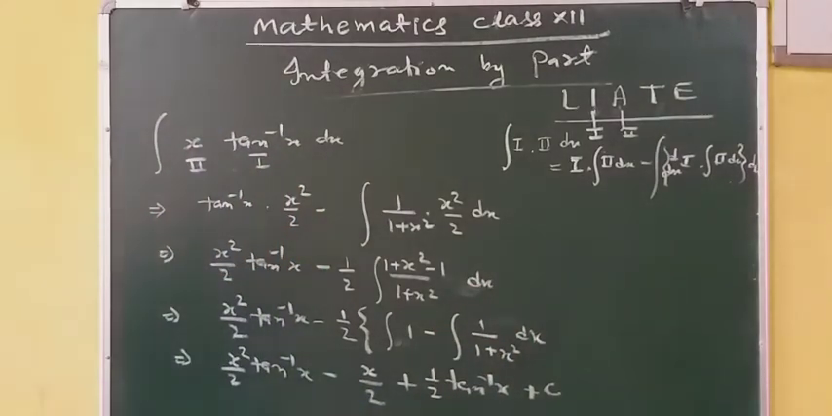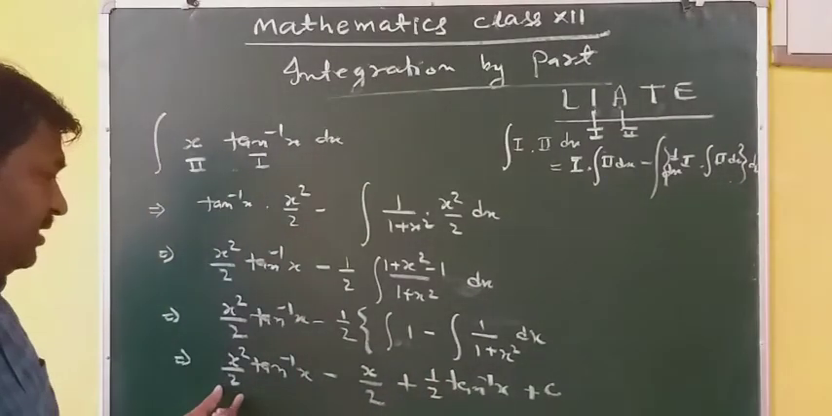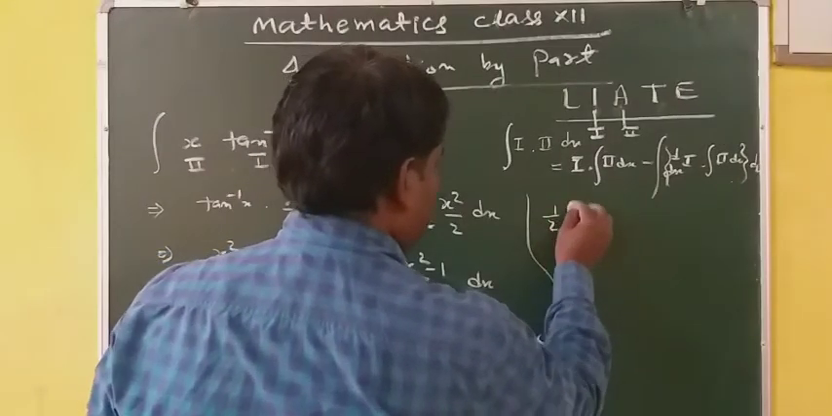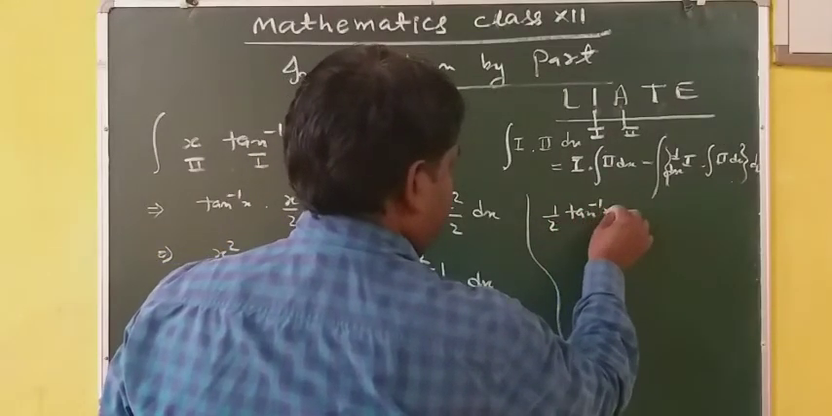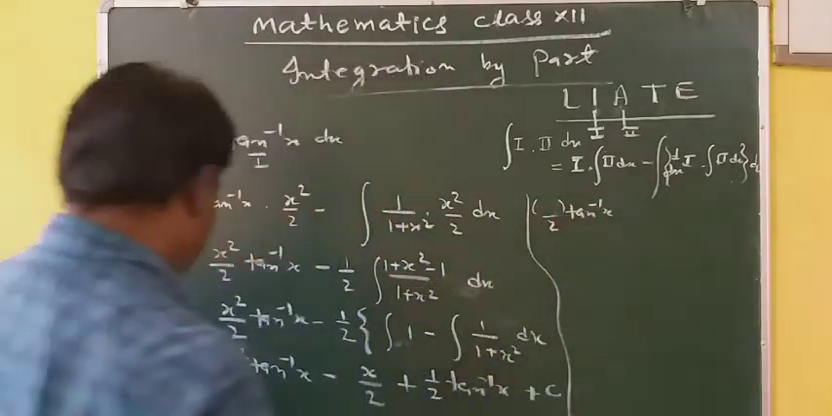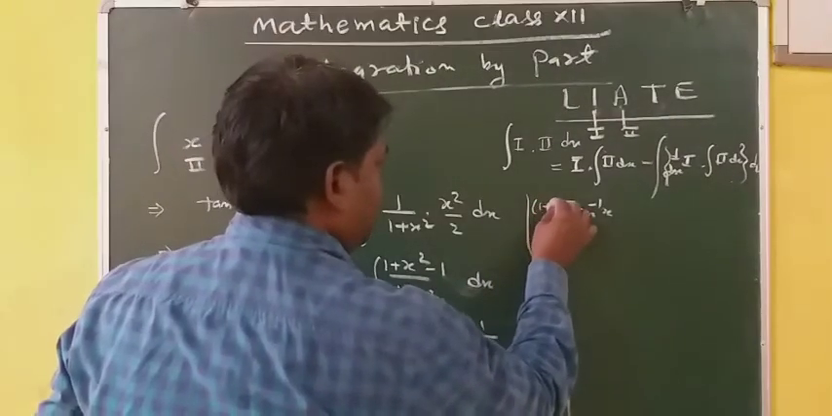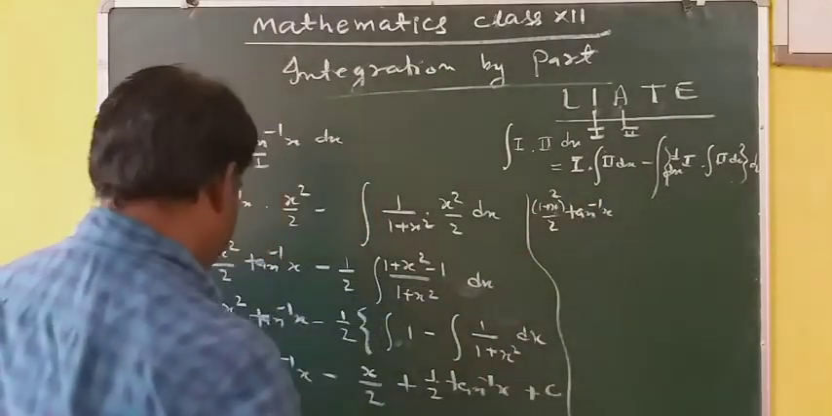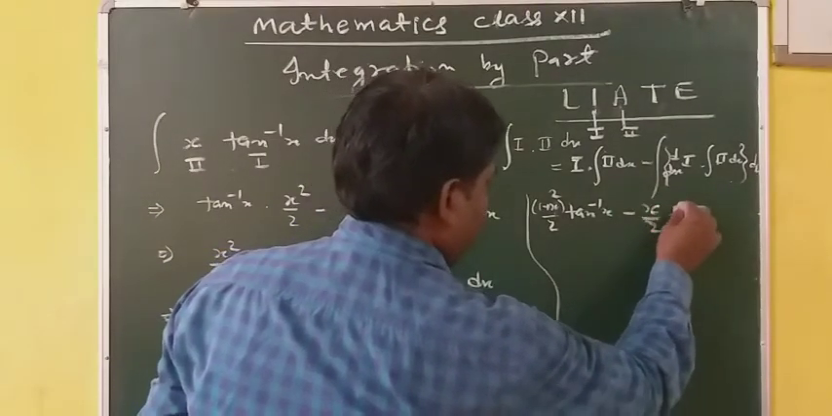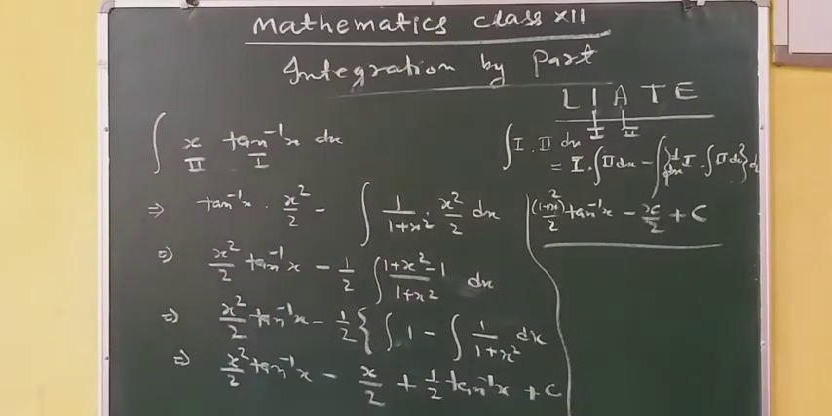Okay, so you can take 1 by 2 tan inverse x as common. So here you will get from here 1, from here x square. So 1 plus x square tan inverse x, minus x by 2, plus c. This is your answer.